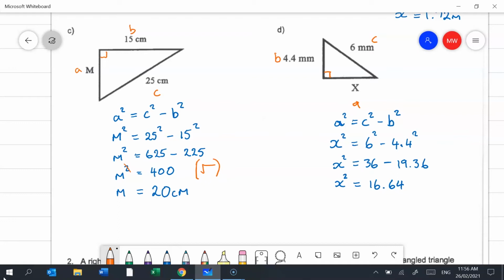And now we go for the balance method. So we're trying to get rid of that squared by square rooting both sides. So x will be 4.08 millimeters. Don't forget your units.